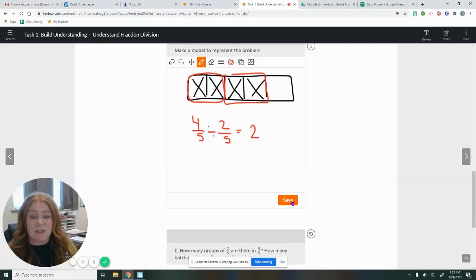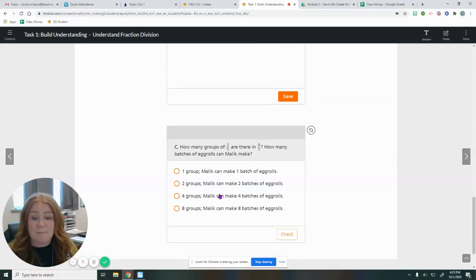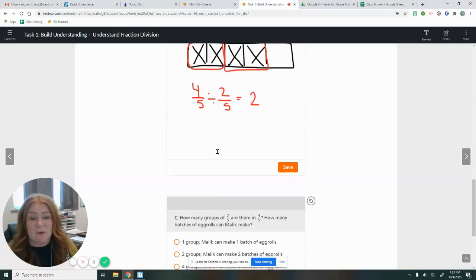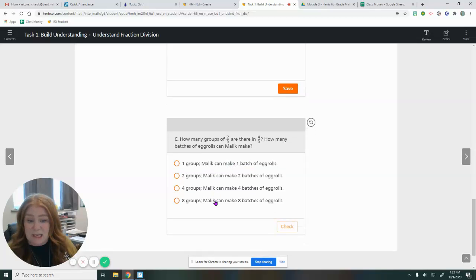So when you're drawing these pictures and you see a save button, go ahead and press that save so we can save that work so that I can see it and know if I need to help you at all. Then go ahead and answer using your picture how many groups of egg rolls he can make.